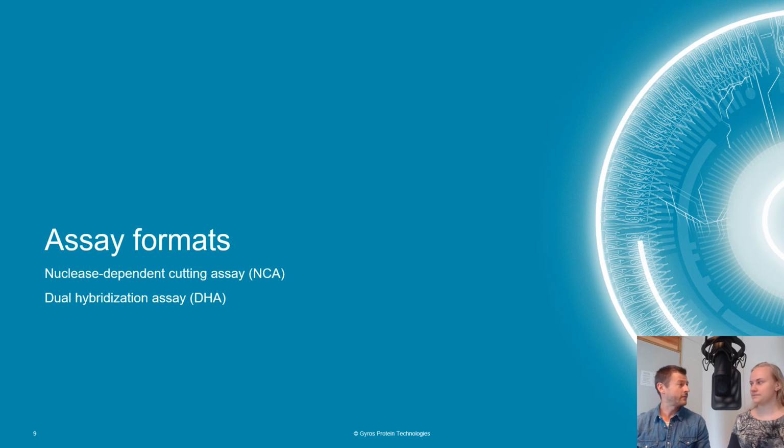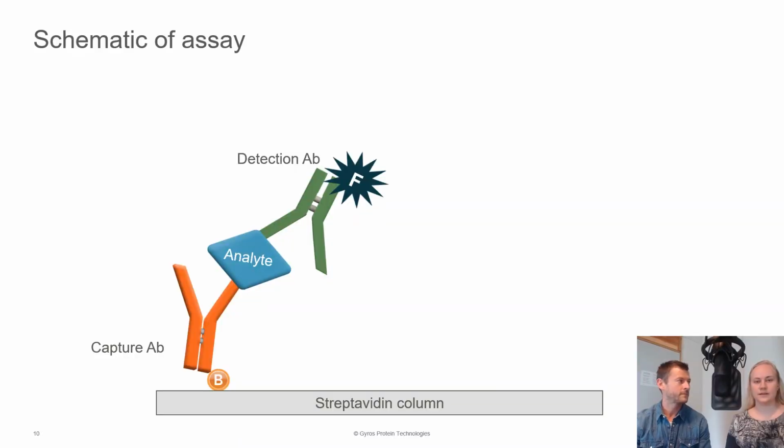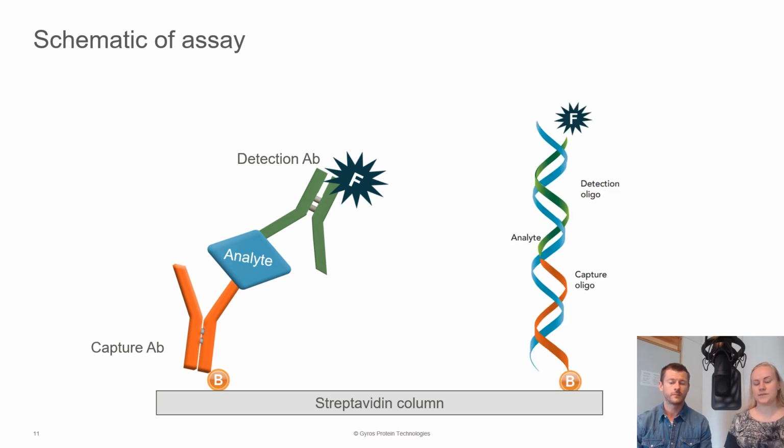So Frida, let's have a look at the different assays we developed. Yes, absolutely. So comparing this to a classical sandwich assay, which most of you may be familiar with, we have the capture antibody, which is biotinylated, and then a fluorescent detection antibody. The same principle is true for the hybridization assay. You can have two probes, one detection oligo and one capture oligo. And they're both, in this case, complementary to half of the oligo analyte that you want.